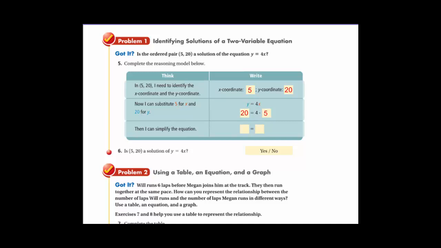Now we can simplify the equation. The left-hand side doesn't need any simplifying, it's just 20, but the right-hand side says 4 times 5, that's also 20. So now we just have to ask ourselves, did it work? Does 20 equal 20? Yes. So is 5 comma 20 a solution of y equals 4x? The answer is yes. So you want to circle yes in number 6.